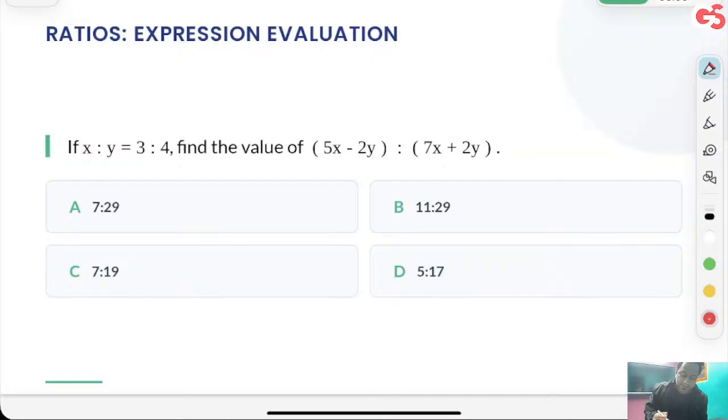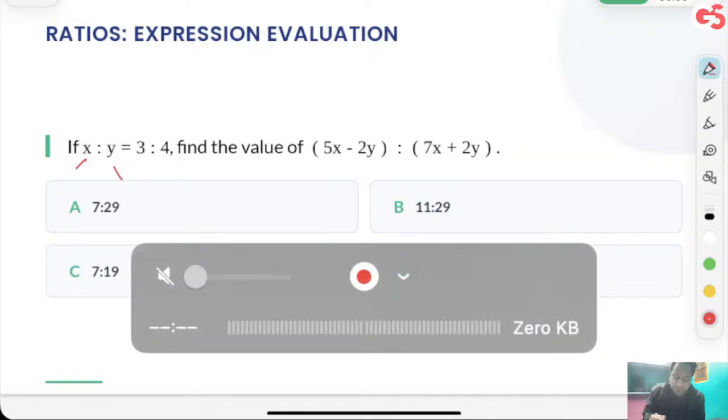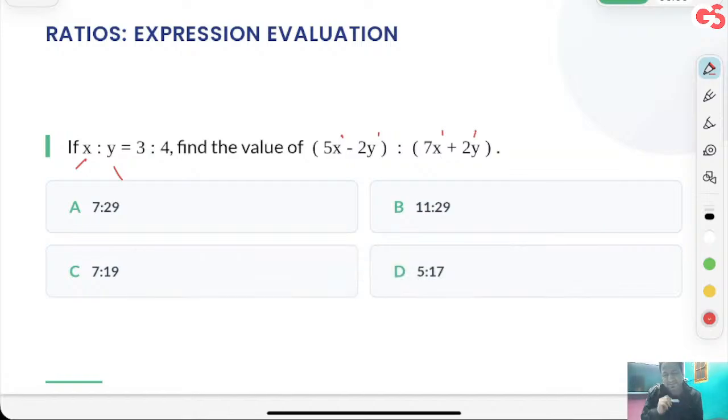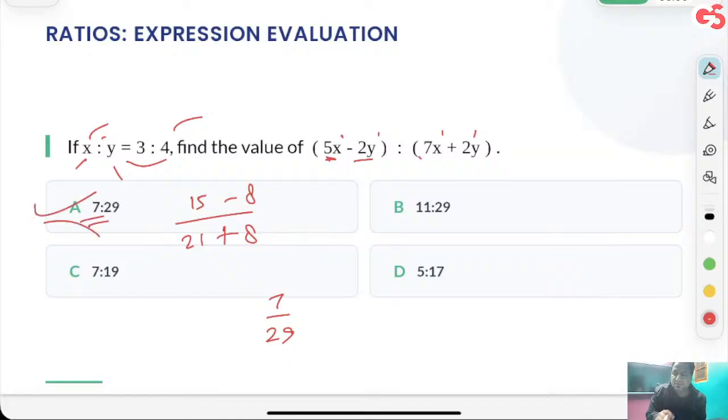So, I'll tell you something. This is x to the power 1, this is y to the power 1. All right. And if you see here, here also it's power 1, power 1, power 1. So the powers are same. We can just put the values of x as 3 and y as 4. You normally put 3k and 4k, but that's not even required. Just put 3. So 5 into 3 is 15. Here 2 into 4 is 8. 15 minus 8 upon 7 into 3 is 21, 2 into 4 is 8. So I get 7 upon 29 as the final answer. Okay, all of you did that.